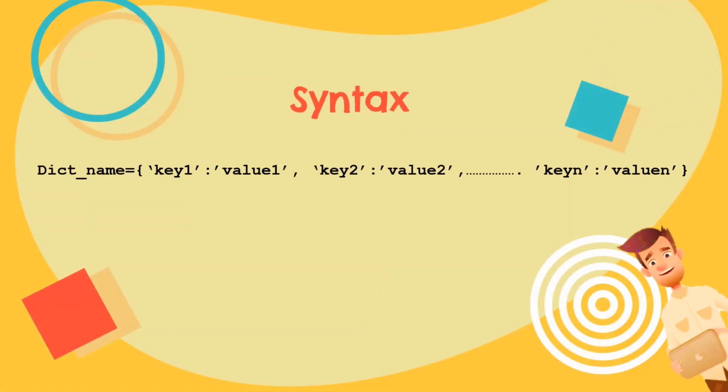Syntax. Here you can see the dictionary name. I have given dict_name equal to key 1 colon value 1, key 2 colon value 2, etc., up to key n colon value n. Each key and value pair is separated by a colon. Then key 2 and value 2, the next key and value pair, is also separated by a colon, and each key and value pair is separated by commas. That is the basic syntax of a dictionary.